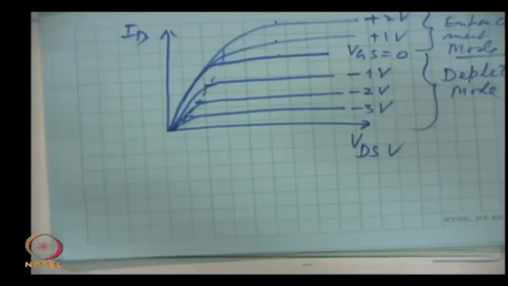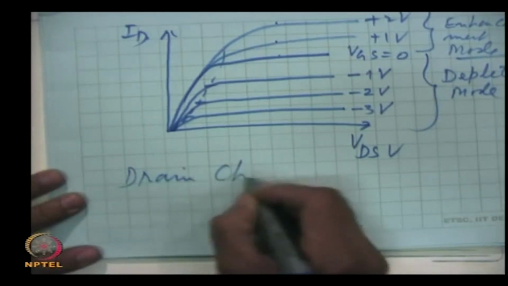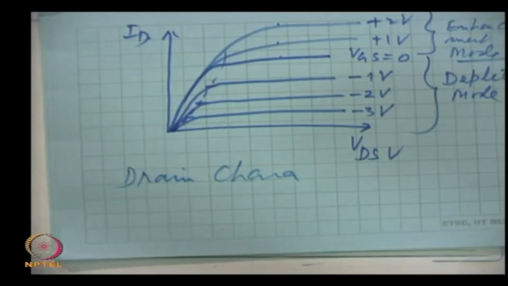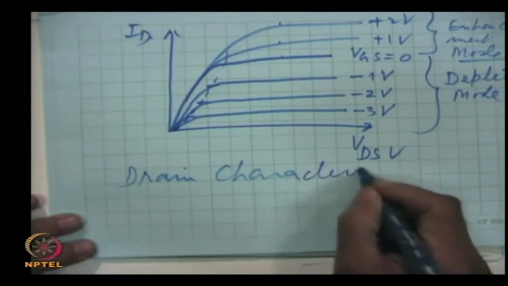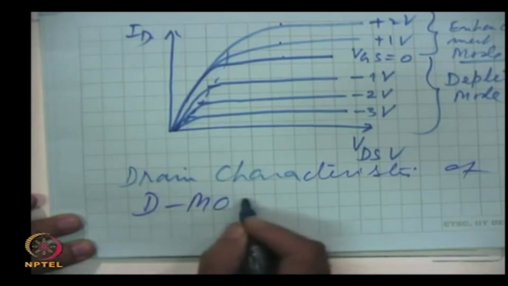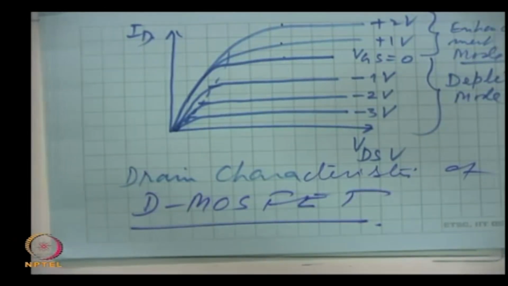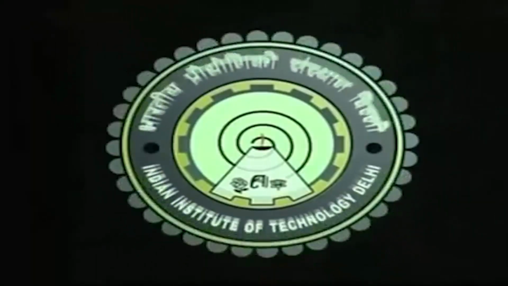So, these are the characteristics of a depletion MOSFET, drain characteristics of D MOSFET. We will continue our discussion on MOSFETs.